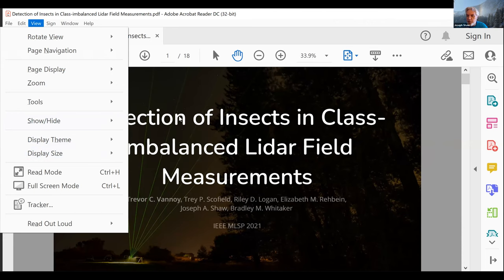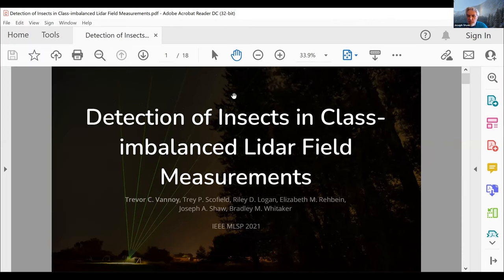I'm trying to remember how to do this with PDFs. Well, I don't remember, but this will be good enough.